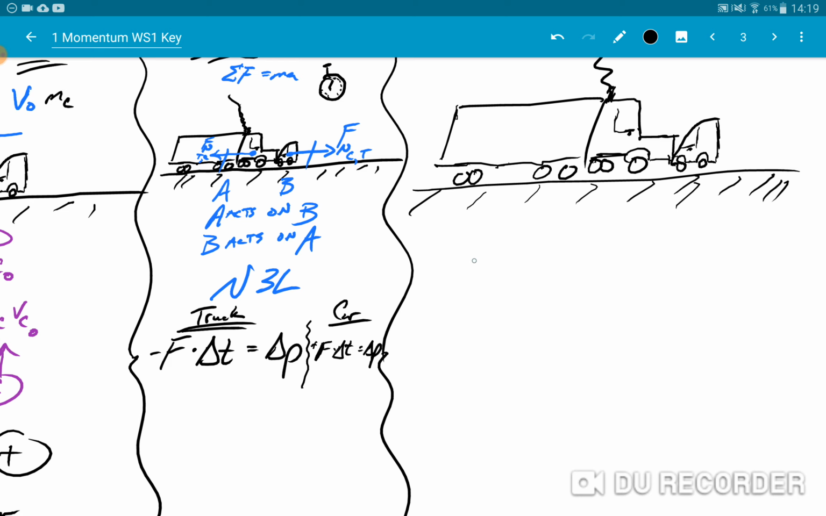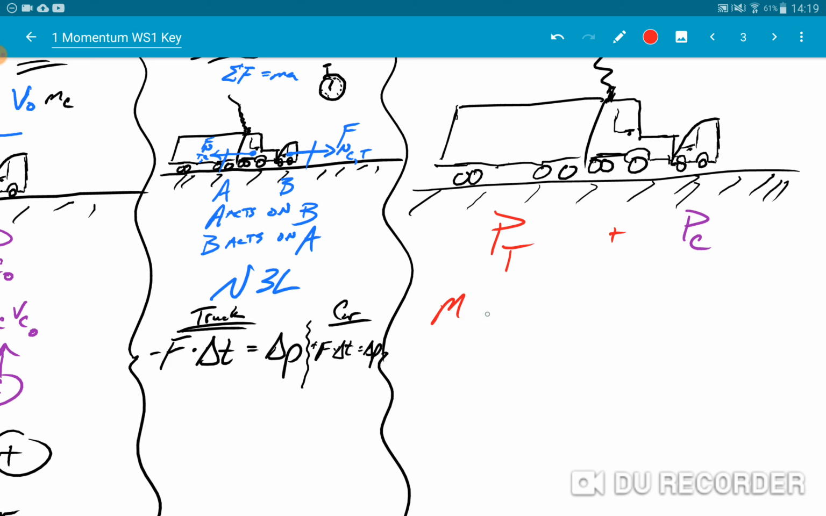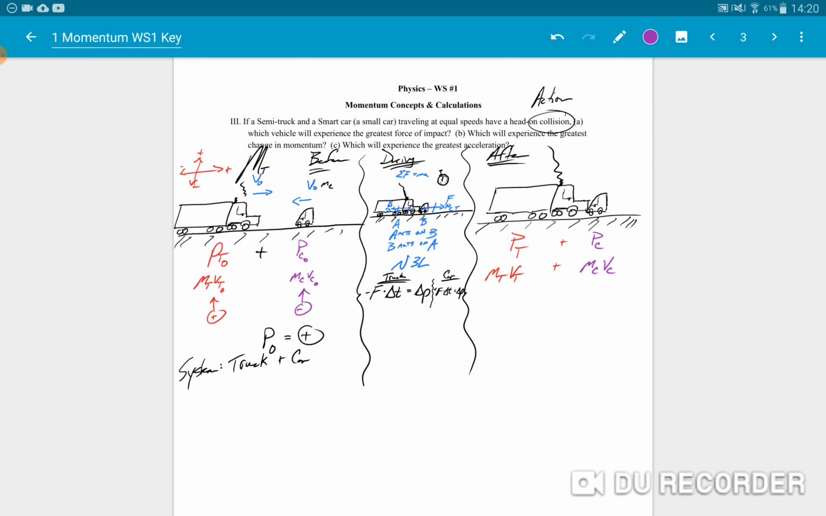Now let's look at this in the after state here. So now let's color code this. Now I have the momentum of the truck, and I can add that to the momentum of the car, and these are the after states. That's going to be the mass of the truck. We realize that parts and such can fly off in reality. Let's assume it's the same mass for the truck and the same mass for the car for simplicity's sake. That's going to be the velocity of the truck afterwards, and we're going to add that to the mass of the car times the velocity of the car. Now when I add those together, I'm going to have to get some positive bit just like I did before.